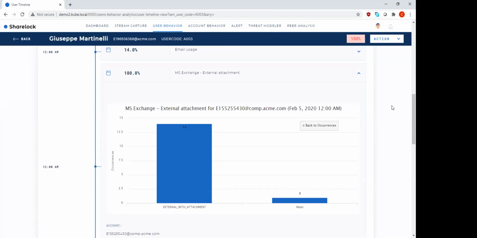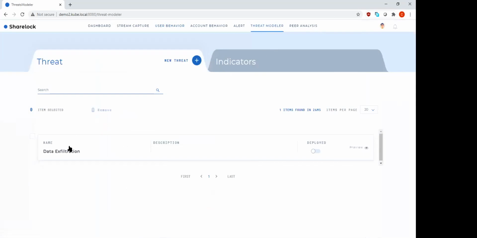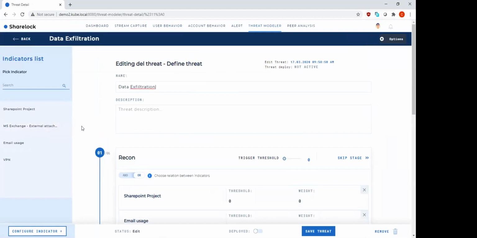We talked about anomalies, we talked about risk related to users. And so now let's go quickly to see how a threat model is built. The indicators are the basic elements of our system, and they express the idea of what you want to analyze, the data set, the log, and how you want to analyze it, the algorithm. And they can be put together to model something more complex like a threat.